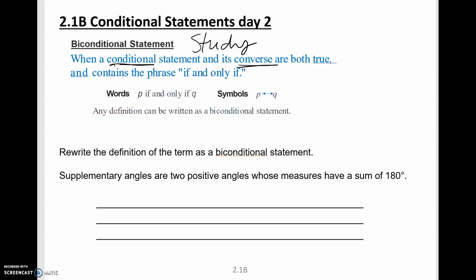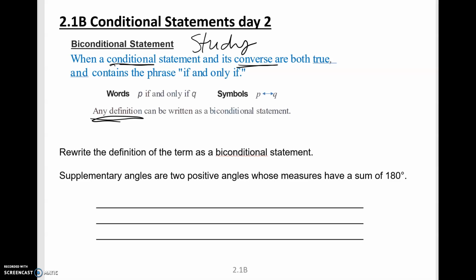So we say P if and only if Q, and our implies arrow goes both ways, and you just say P if and only if Q. Okay? Any definition can be written as a biconditional statement. So we're going to attempt that here. It says rewrite the definition of the term as a biconditional statement. Supplementary angles are two positive angles whose measures have a sum of 180 degrees.